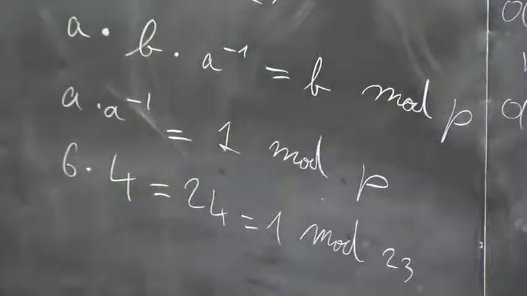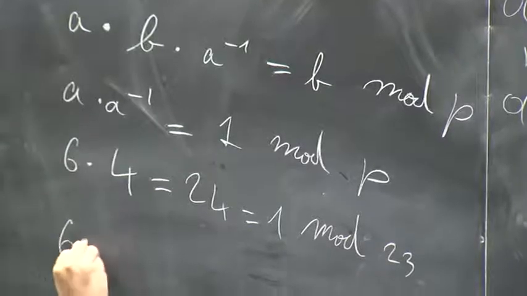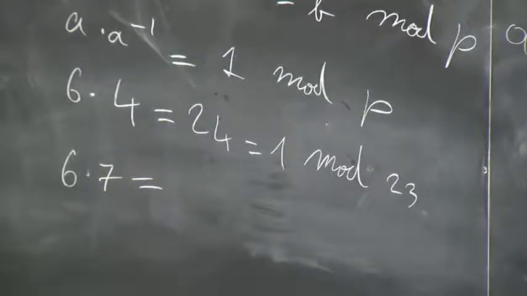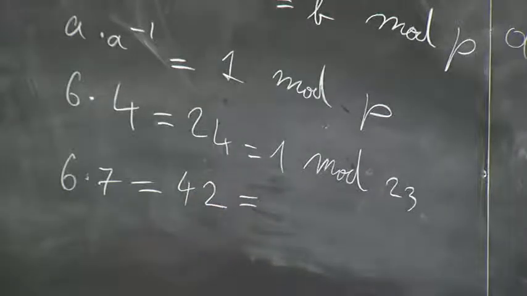Now let's see if this math magic really works. So 6 times 7 equals 42, which is what mod 23? Computer guys: minus 4, so 5. Just kidding.